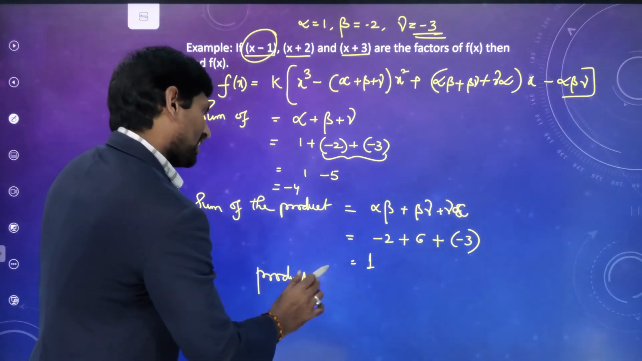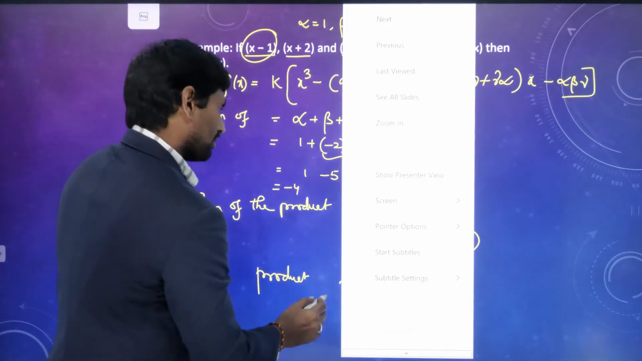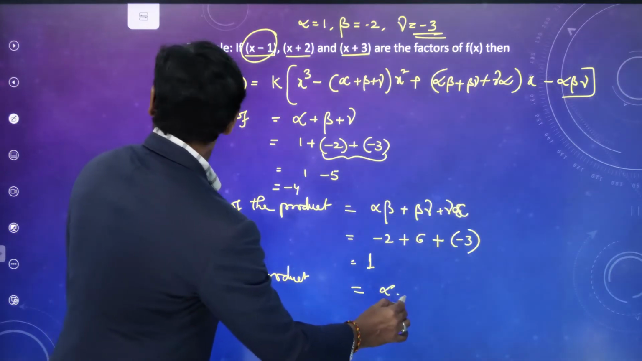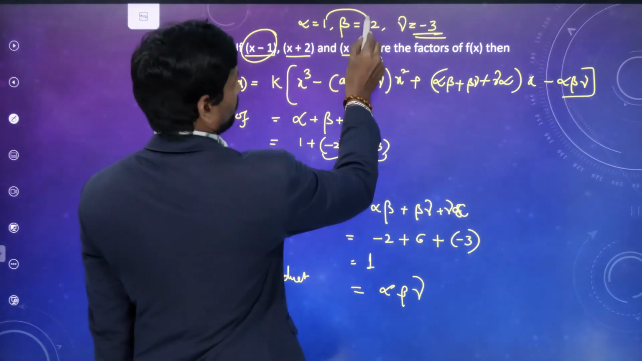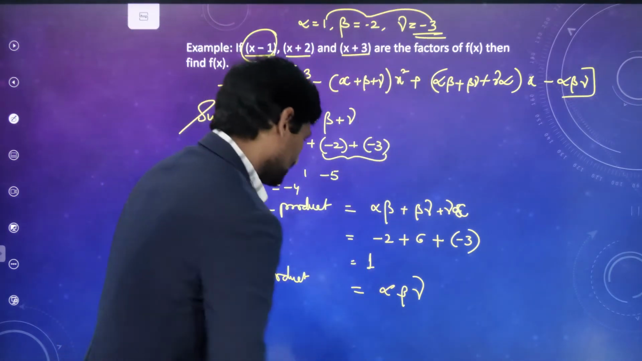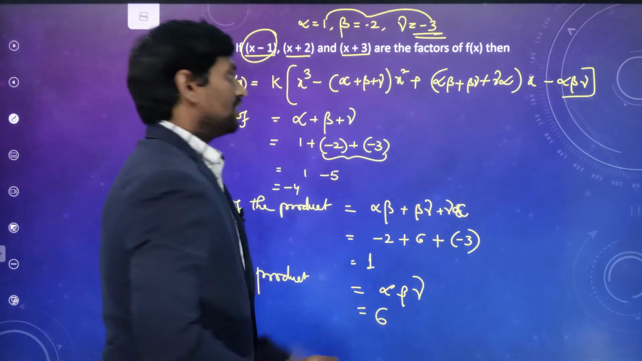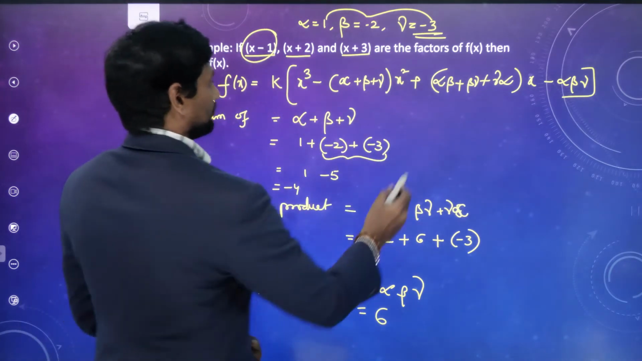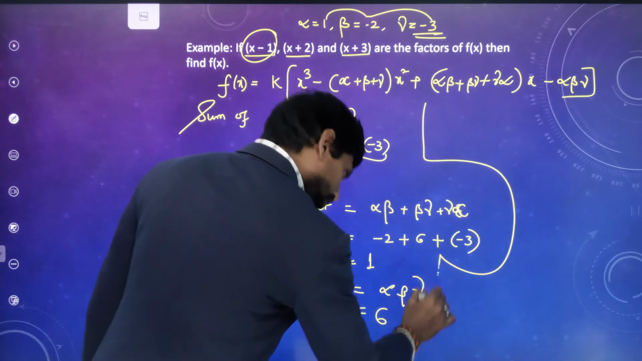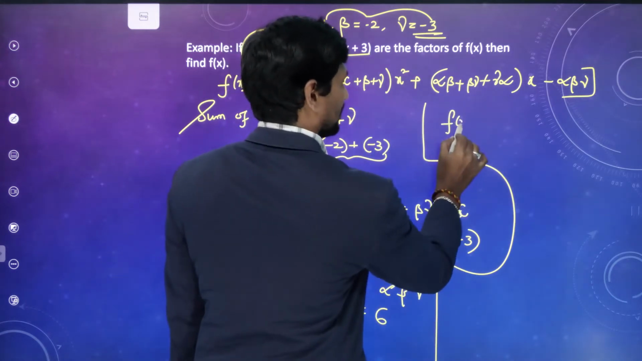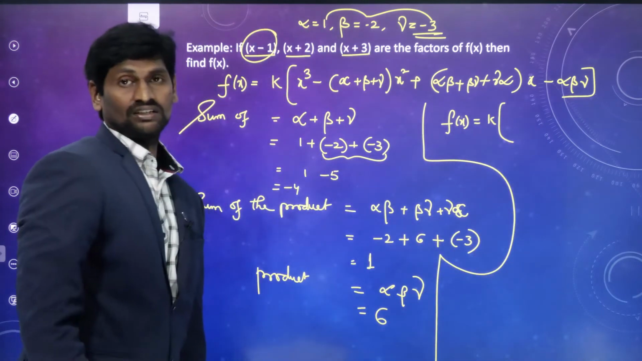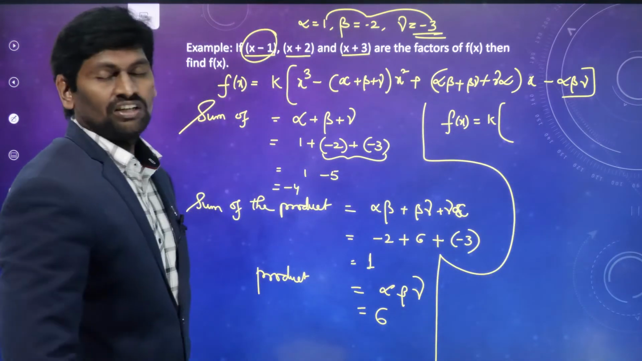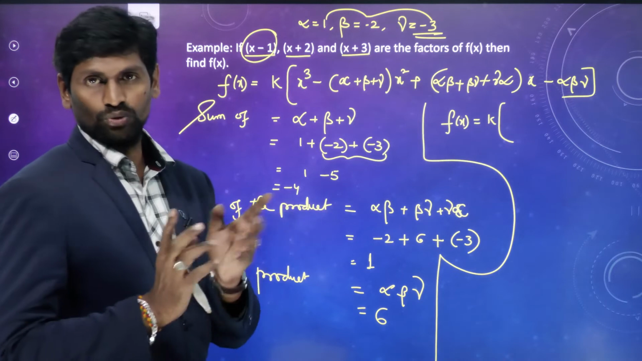Product of roots: only the product, alpha into beta into gamma. So alpha value 1, 1 into minus 2 is minus 2, minus 2 into minus 3 is 6. Substitute in the given equation. Then the required polynomial f of x equals k into... k can be any constant. Here we consider the k value to be 1.